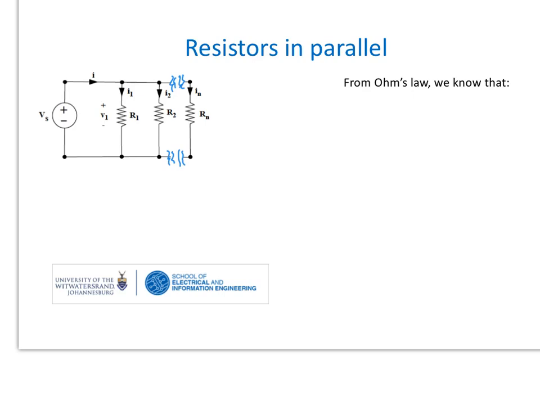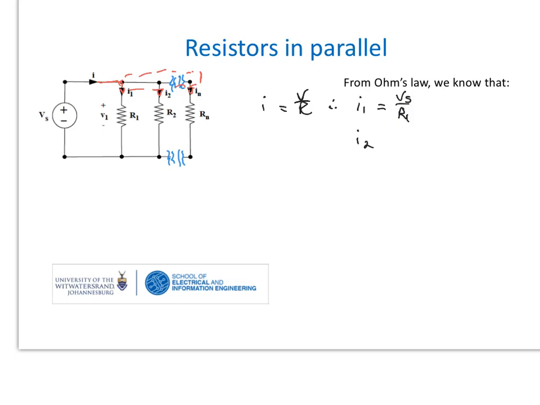From Ohm's law, we know that current is equal to voltage over resistance. So therefore, for this circuit, we know that I1 is equal to Vs over R1, I2. So remember that this current I flows into this expanded node, and it splits into all different currents running through each of the resistors.